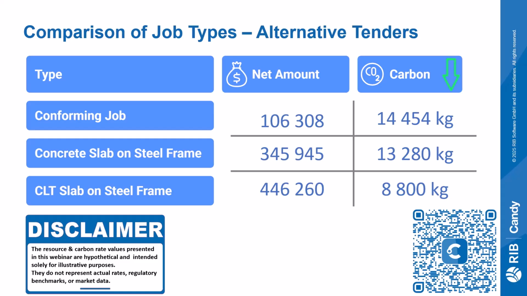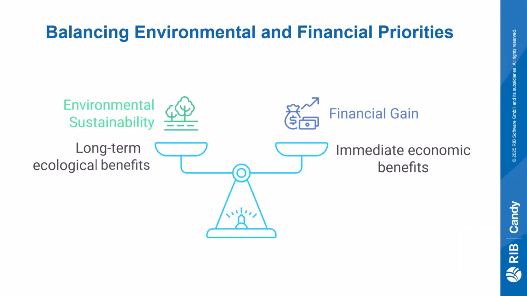kilograms CO2e. However, this comes at a significantly higher overall project cost. Option 2, by contrast, offers a substantial reduction in carbon emissions relative to the conforming job, but also results in a high total project value. This presents a compelling dilemma. Should one prioritize environmental benefits over financial cost, or the reverse? A decision must be made, and the outcome will reveal which holds the greater influence, moral conviction or monetary constraint.